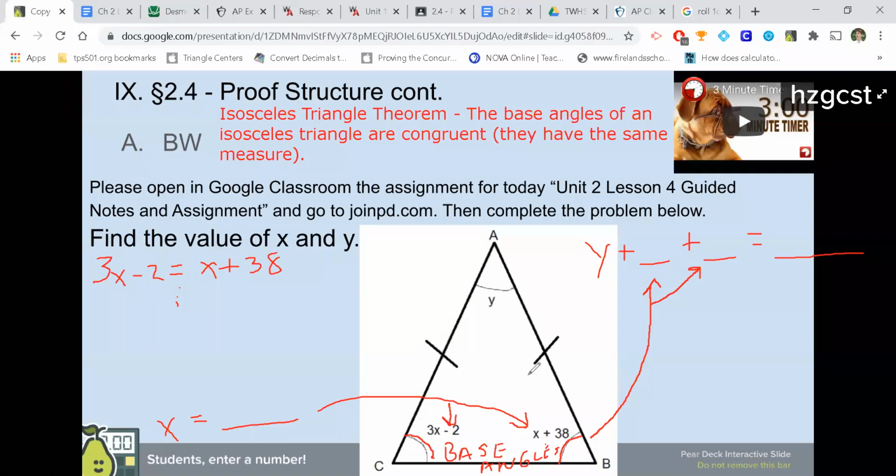All right, so again, the isosceles triangle theorem tells us that the base angles are congruent, which means I can write 3x minus 2 equals x plus 38. If I want to solve this for x, I need to get all my x's on one side, numbers on the other side. For me, that means I'm going to subtract the x's, and I always subtract the smaller x. So I'm going to subtract 1x from both sides to get 2x minus 2 is equal to 38.